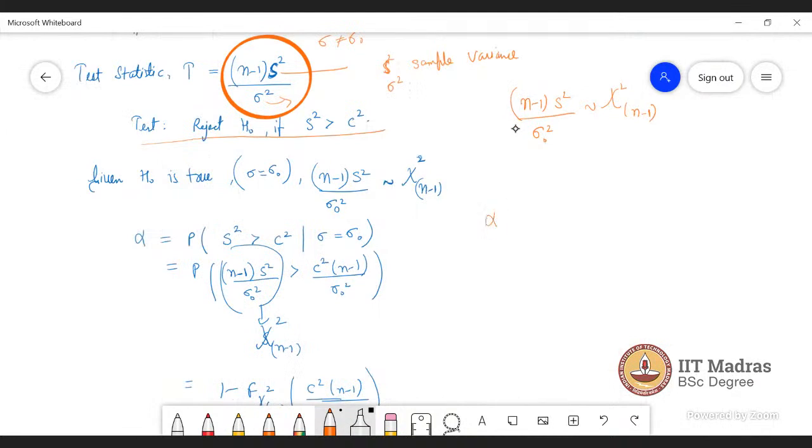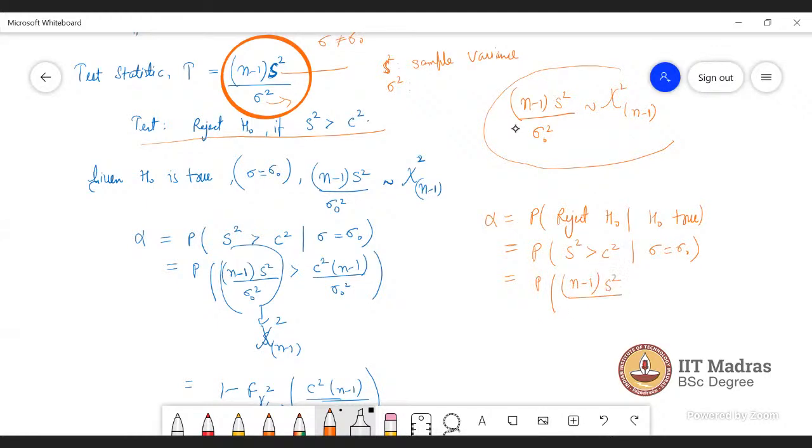So again, alpha equals the probability that you reject H0 given H0 true. And when are we rejecting H0? In this case, we are rejecting H0 if S square is greater than C square, given sigma equals sigma naught. And we want to convert this S square to the chi-square distribution form. To do this, we have to multiply this S square by n minus 1 and divide by sigma naught square. So this is going to be the probability of n minus 1 S square upon sigma naught square.